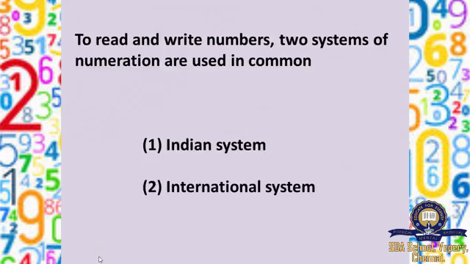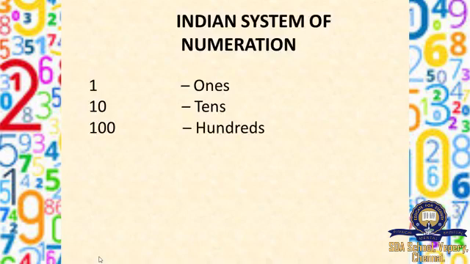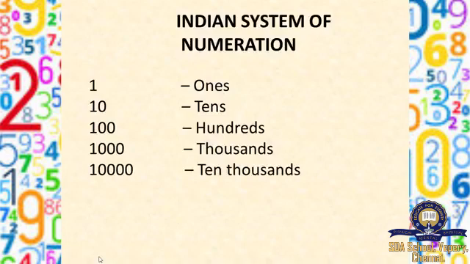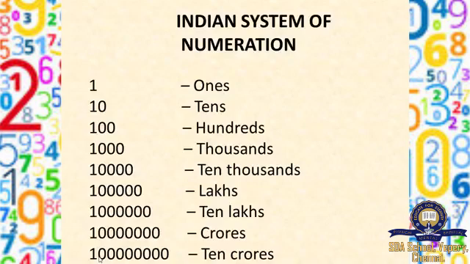To read and write numbers, two systems of numeration are commonly used. One is the Indian system, the other is the international system. We will see the Indian system of numeration. 1 represents the ones place, 1 followed by one 0 represents the tens place, 1 followed by two 0s hundreds, 1 followed by three 0s thousands, 1 followed by four 0s ten thousands, 1 followed by five 0s lakhs, 1 followed by six 0s ten lakhs, 1 followed by seven 0s crores, 1 followed by eight 0s ten crores.